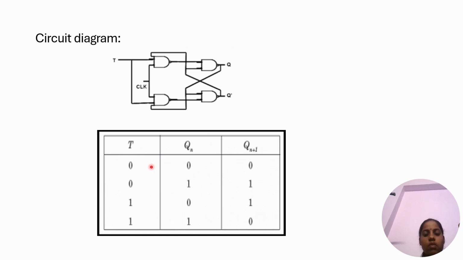This is the truth table of the T flip-flop. Qn means present state, Qn plus 1 is next state. Here T is 0, present state is 0, next state is also 0. Here T is 0, Qn is 1 and next state is also 1. Here T is 1, Qn is 0, Qn plus 1 is 1. Here T is 1, Qn is 1, Qn plus 1 is 0. The complement of Qn appears at the output.